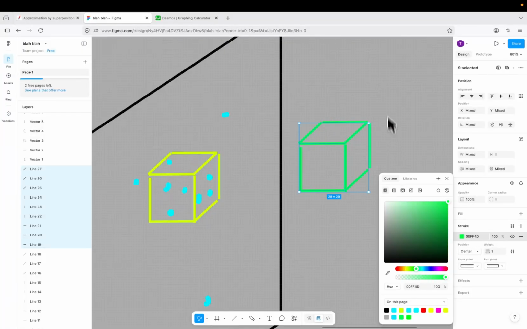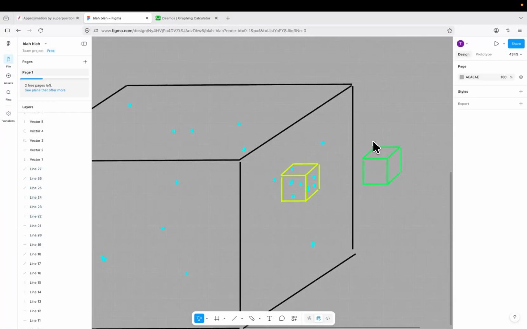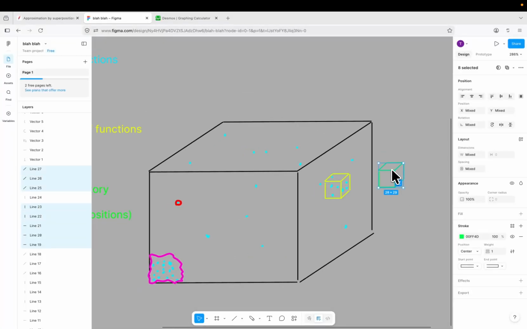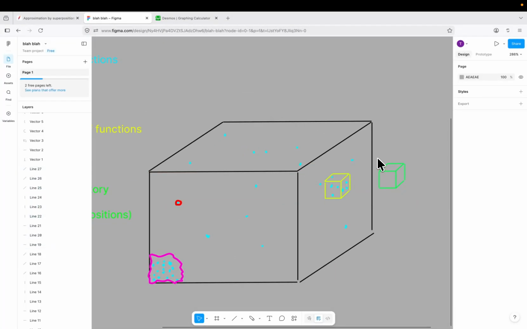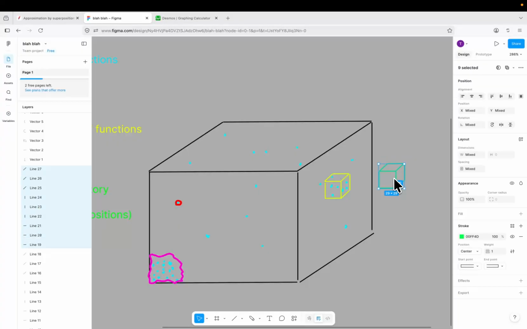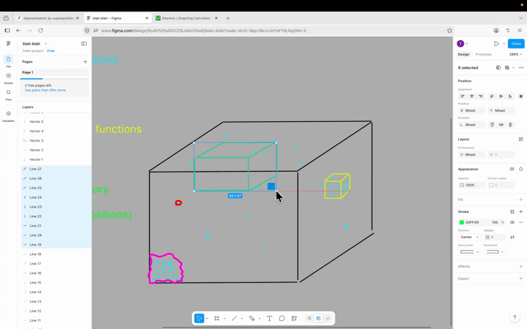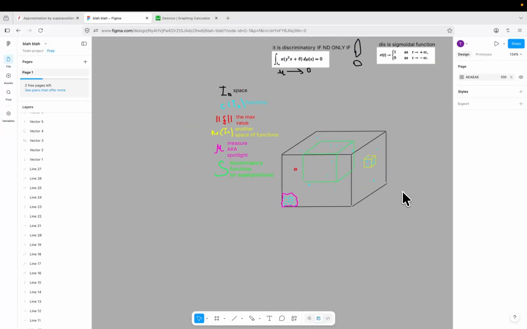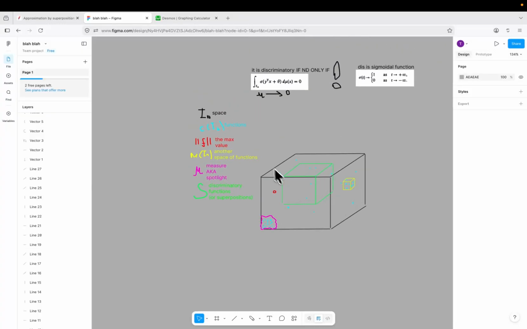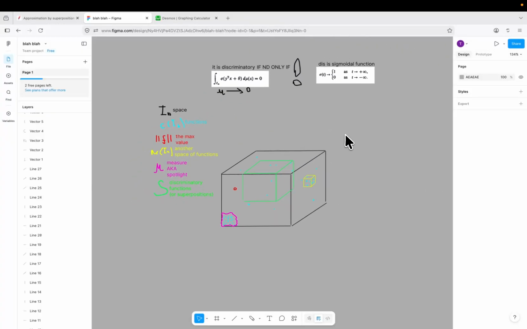Yeah, it's going to be green. Let's denote them not as something really big, but certainly bigger than the white one. Let's make them look like that. So those are our discriminatory functions, or sigmoidal ones.